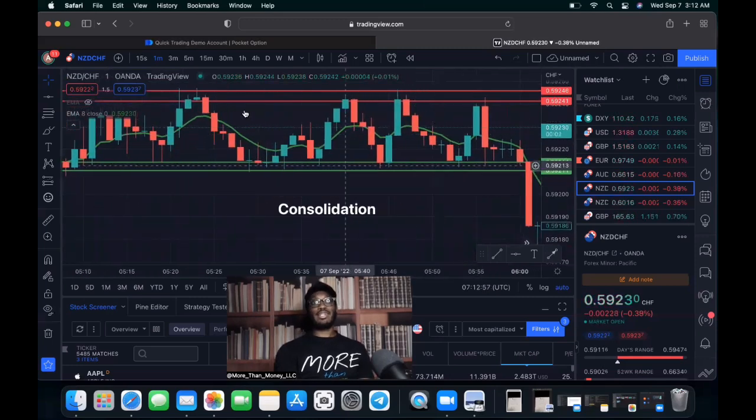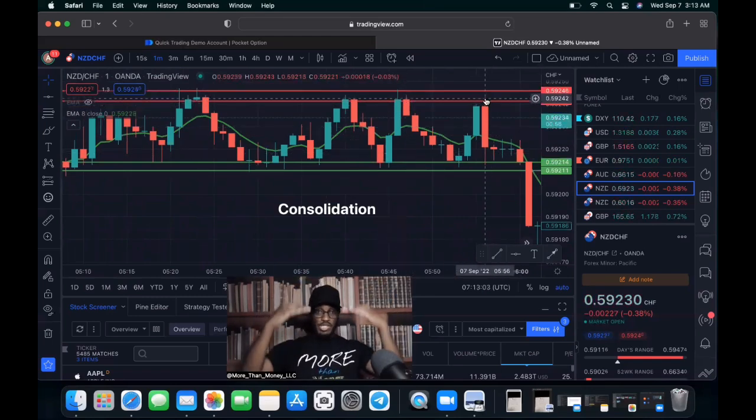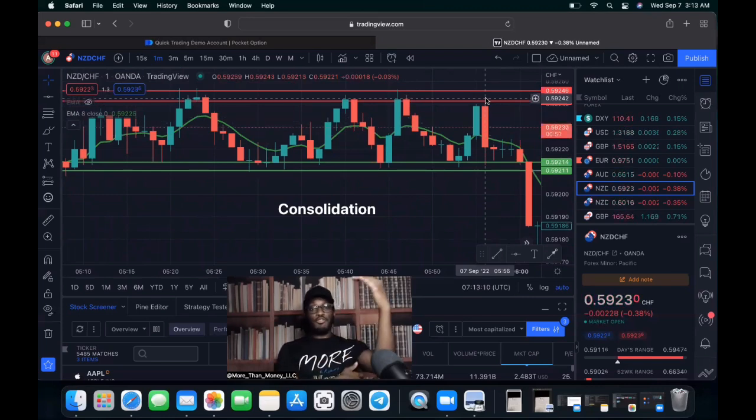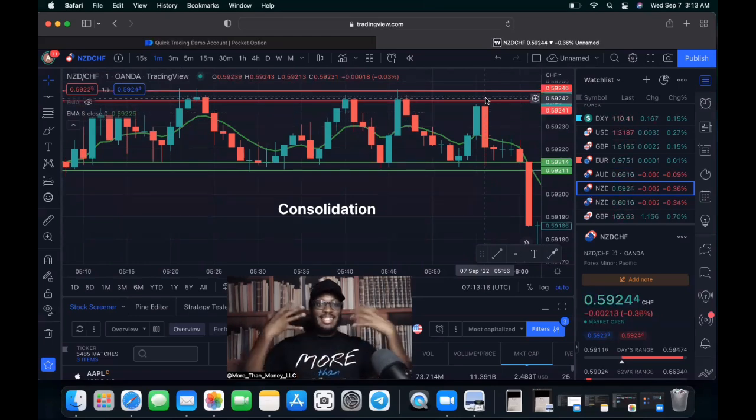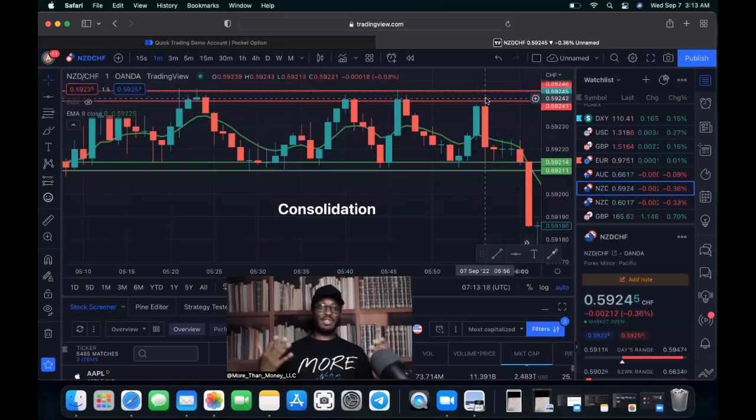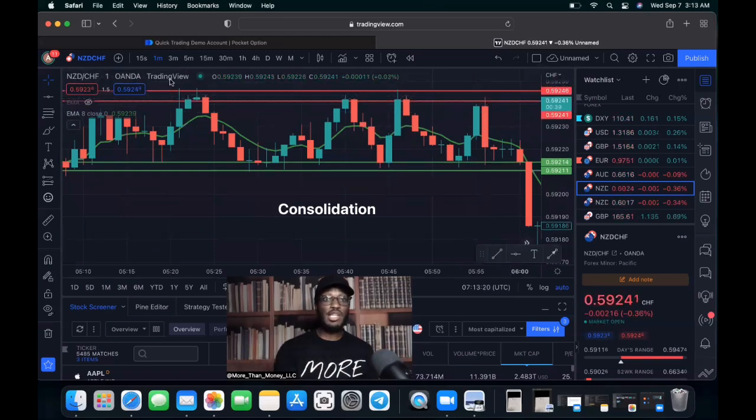So idealistically, you want to take puts. Why? Because more of the momentum is pushing downwards. If you're trading a live currency pair, more than likely that second currency pair is stronger. So you want to flow with that second currency pair, which would be Chef. So you want to be taking puts idealistically. Now, within states of consolidation, you can take calls and puts.